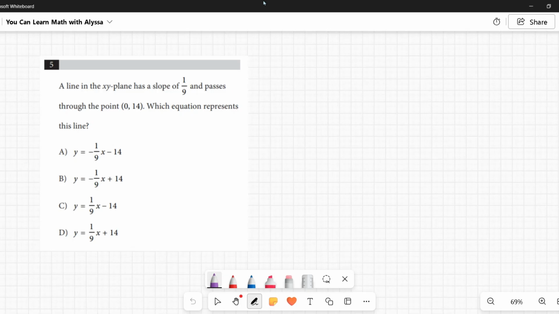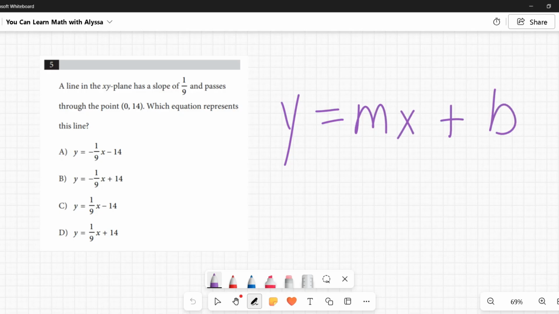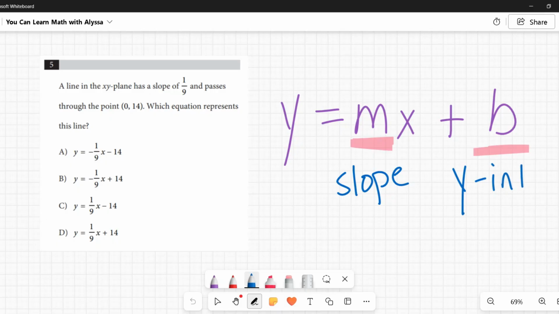Number 5. A line in the xy-plane has a slope of 1/9 and passes through the point (0, 14). Which equation represents this line? The best way to solve this problem is using our knowledge of the slope-intercept form of a line. That's y equals mx plus b. In this form, it's called that because m is my slope. It is a constant, that means a number. And b is my y-intercept, and that's another constant. And the x and y are the variables.